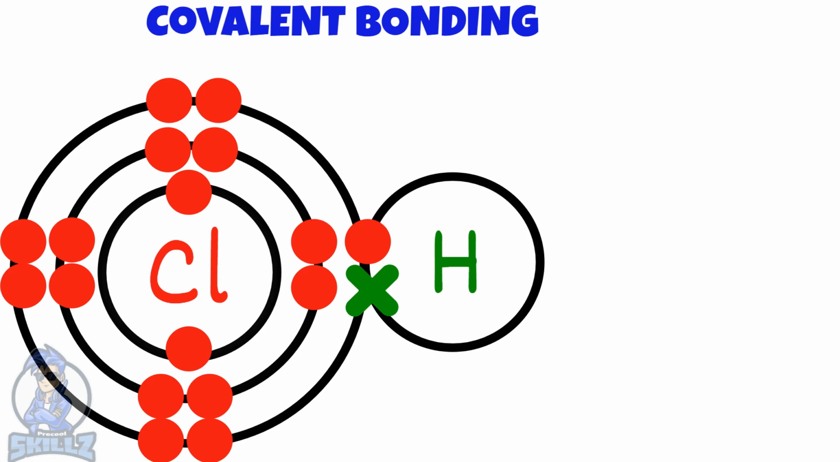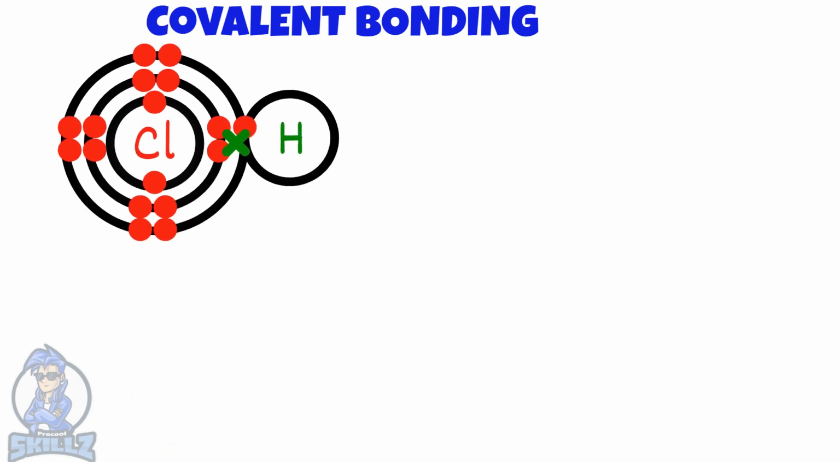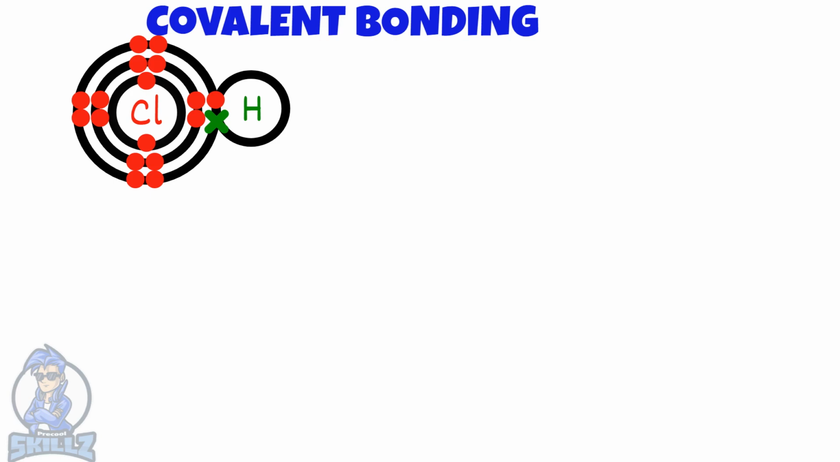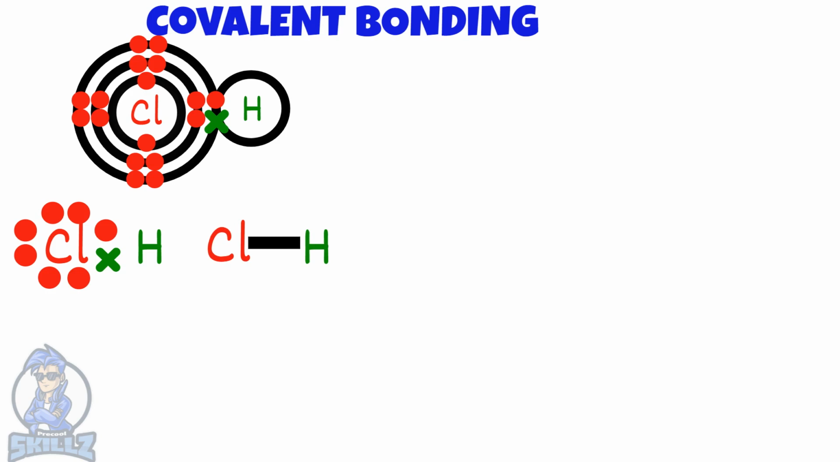Here are a few different ways we can show a covalent bond. Number 1, a normal dot and cross diagram, which we discussed before. Number 2, a dot and cross diagram showing only the outer shell electrons. And number 3, drawing a line between the atoms, which represents a covalent bond.